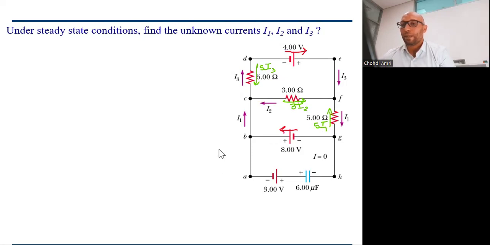That's all. Here we have 3 unknowns, so we need 3 equations. Similarly, here we have a junction at a point, junction rule.